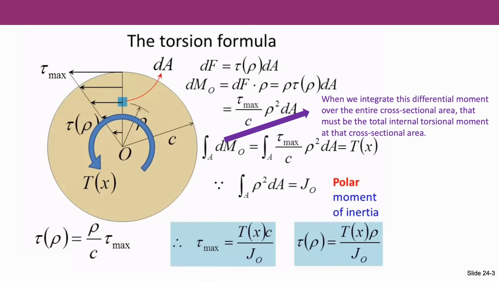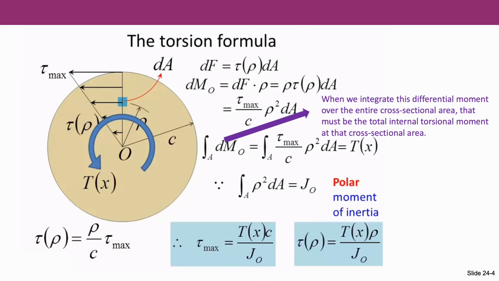The question is, what is tau max? We know that shear stress is force over area by definition. Therefore, for a differential area dA on this cross section, shear stress at this point multiplied by dA is equal to small differential force dF. We can calculate the moment caused by this differential force about O. This is equal to the magnitude of the force times the moment arm, which is rho, and that equals rho times tau rho times dA. We can replace tau rho by tau max over c times rho as we derived earlier.